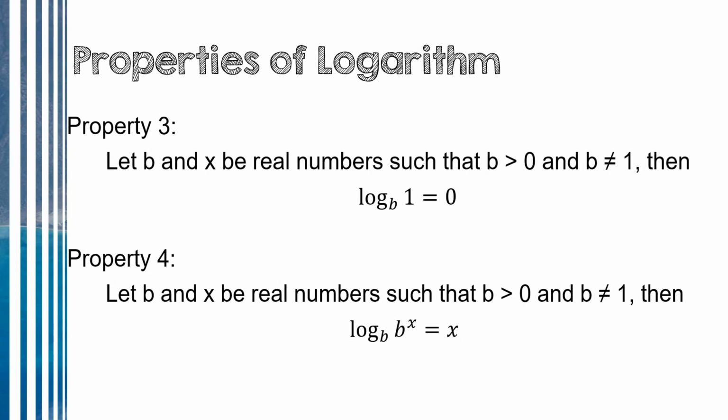Other properties. Let b and x be real numbers such that b is greater than 0 and b is not equal to 1. Then the logarithm of 1 to the base b is equal to 0. And we could also say that the logarithm of b raised to x with the base b is equal to x. So those are the properties. Okay, let's have laws of exponent.